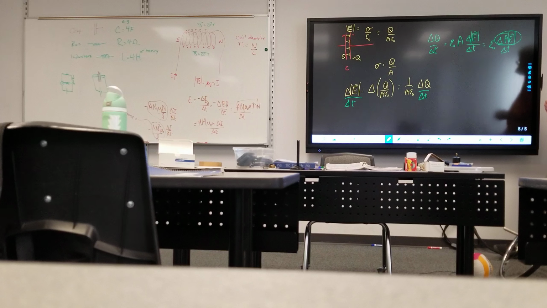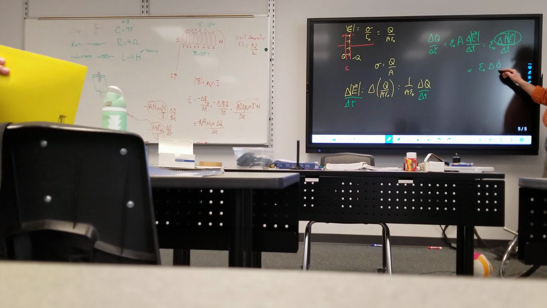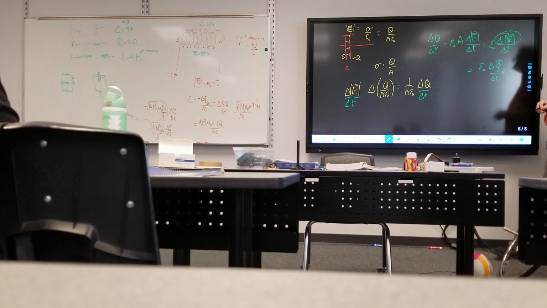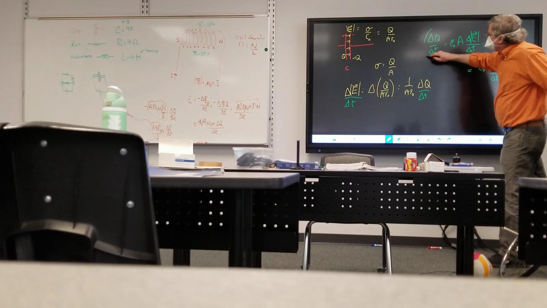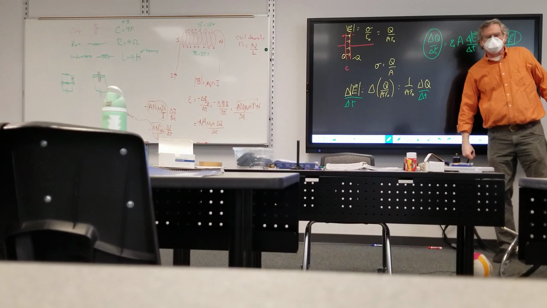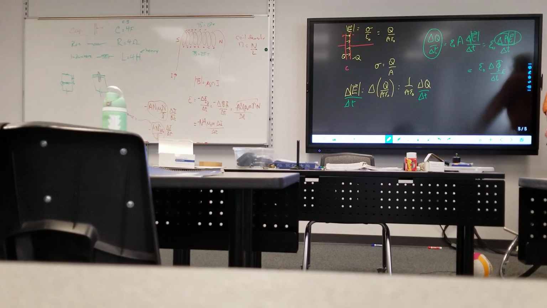All right, I'm going to spoil it for you. The electric flux. Right. So this is epsilon sub naught times the change in the electric flux over time. dq dt, what is that? That's another quantity that we've talked about. How much charge flows through a certain cross-sectional area in a certain amount of time?